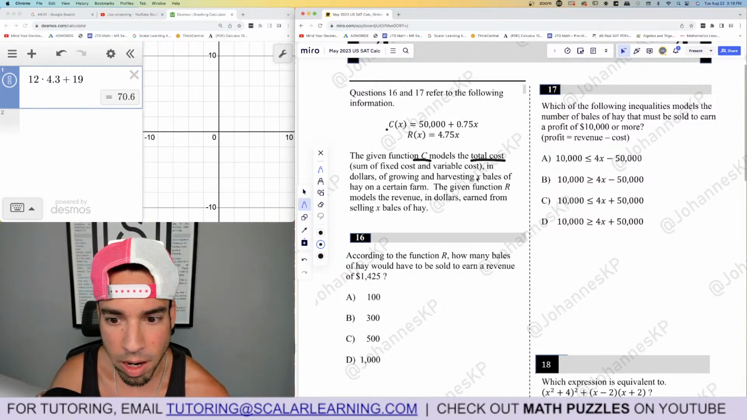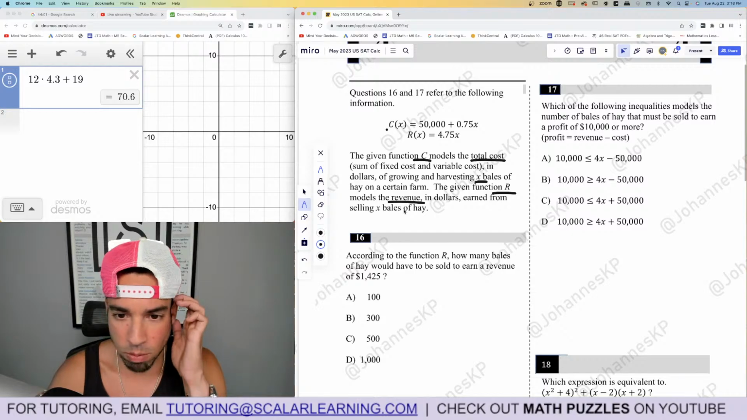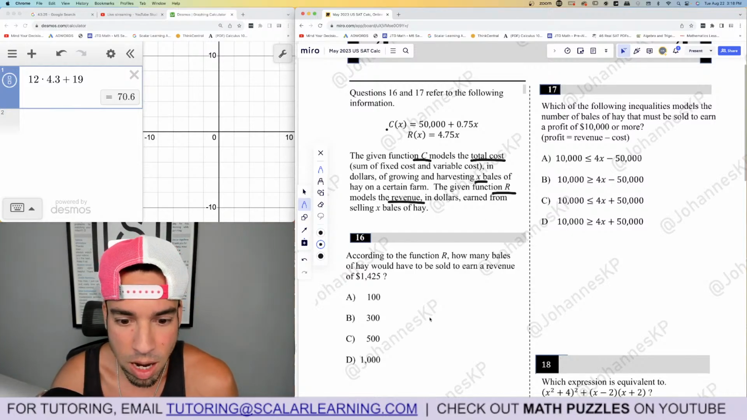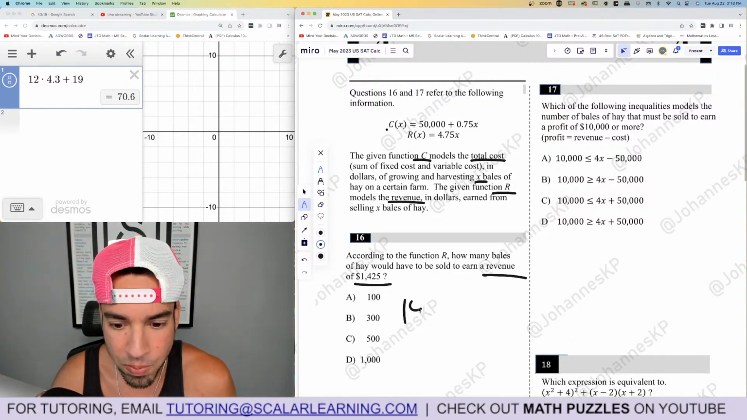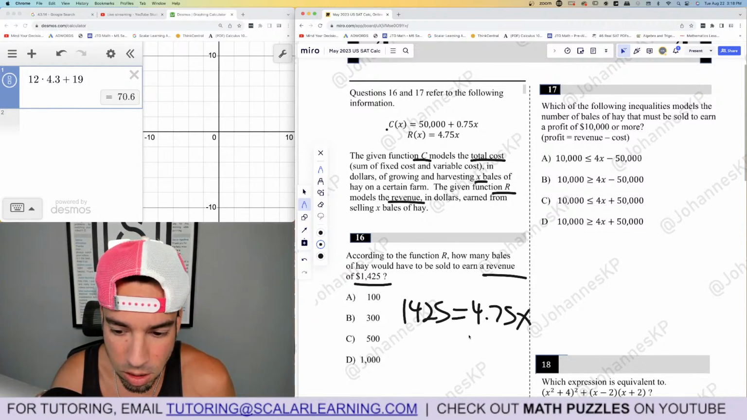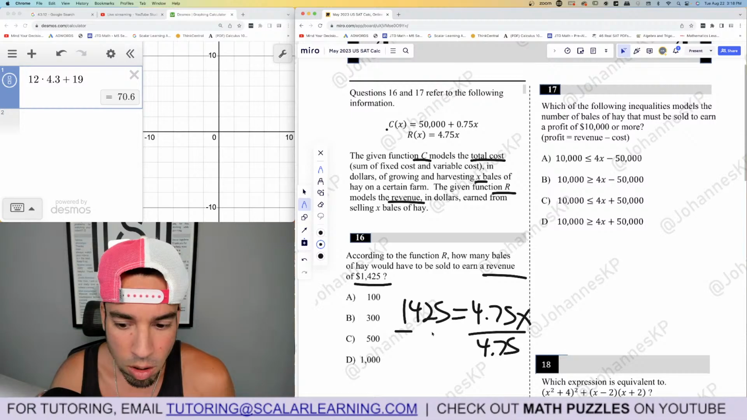So cost is C, and X is the number of bales on a certain farm. R is the revenue. And of course, profit is revenue minus cost, just FYI. According to the function R, how many bales of hay would have to be sold to earn a revenue of $14.25? Plug and chug. Plug in for revenue and solve for X. $14.25 equals 4.75X. We need the calculator.